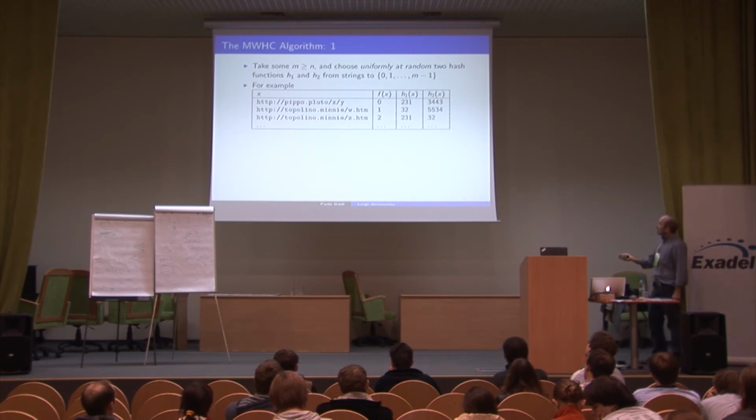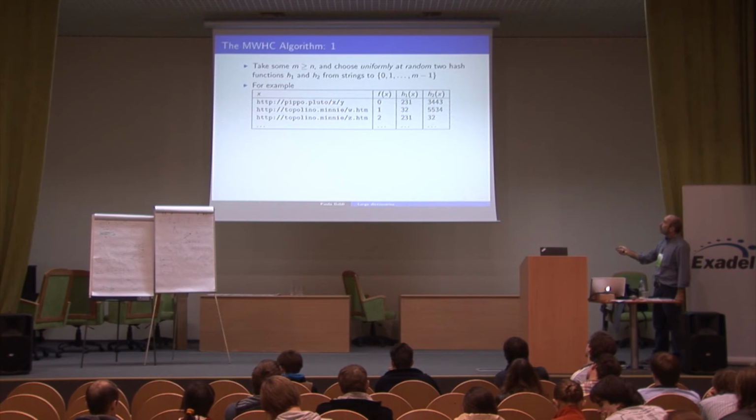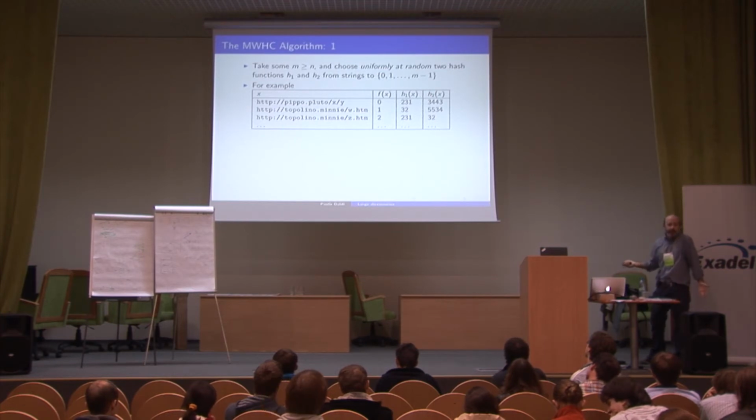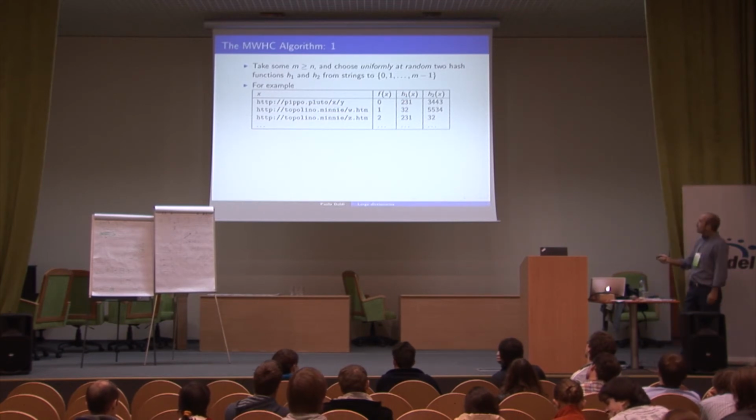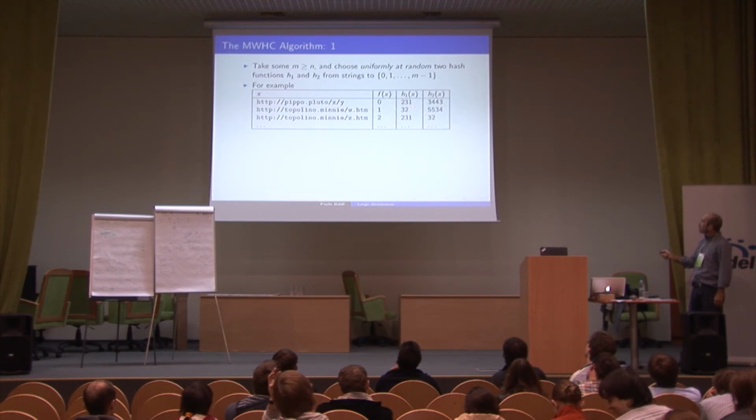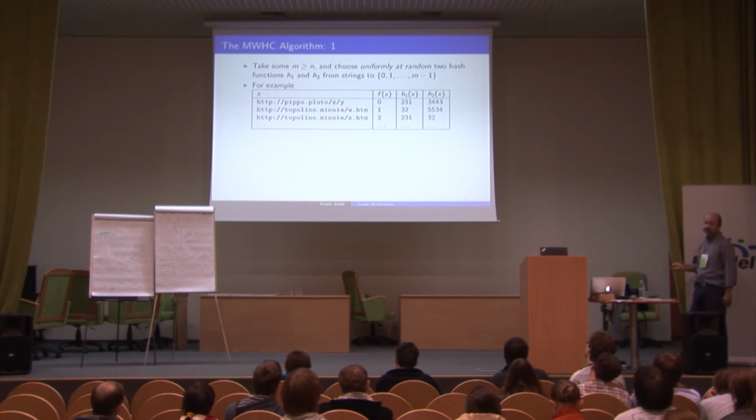And now you have the strings, you have the numbers into which you want to map those strings, and you have the two hash functions you have generated at random. Each of them will map each of these strings into a number between 0 and m-1. Suppose, for example, that h1 maps this string into the number 231, and the same string is mapped by h2 into the number 3443, and so on.